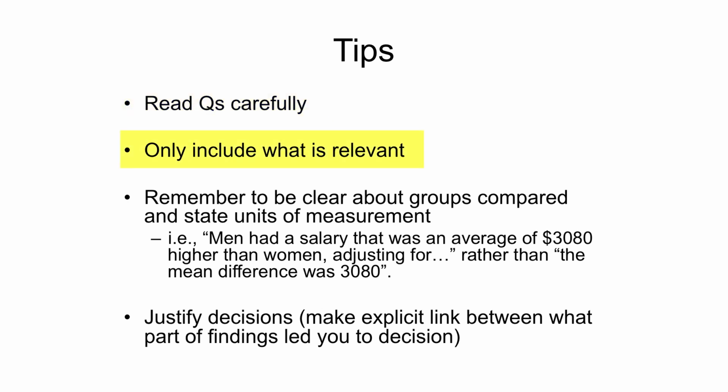Another tip is to only include what's relevant in your answers. You need to be selective and only include what you think is necessary or important to answer the question asked. For example, if a question asks about the effect of gender on salary, you don't need to interpret the coefficients for the other variables that you've included in your model. A final tip is to justify your decisions. I've already talked about this with confounders and predictors, but whenever you make a decision, you need to make an explicit link to the findings that led you to this decision. So don't expect that we'll understand which part of the findings that you've discussed led you to this decision.